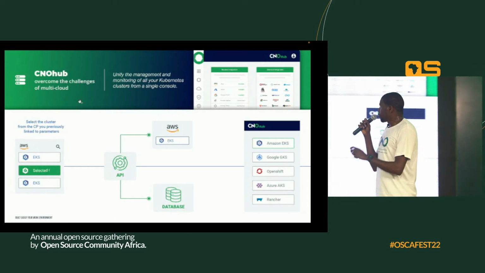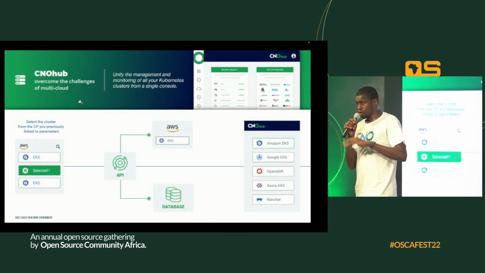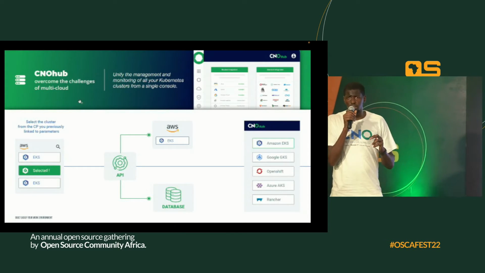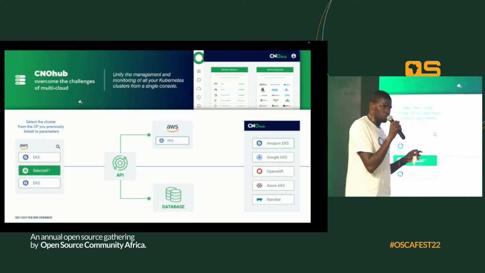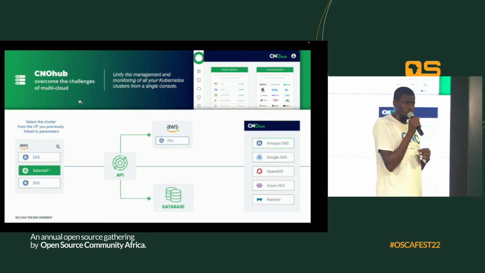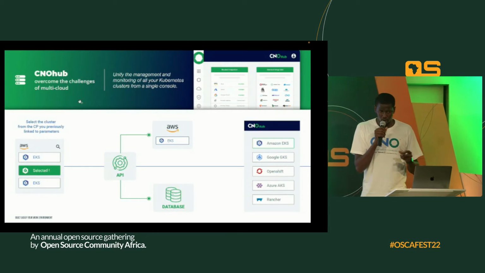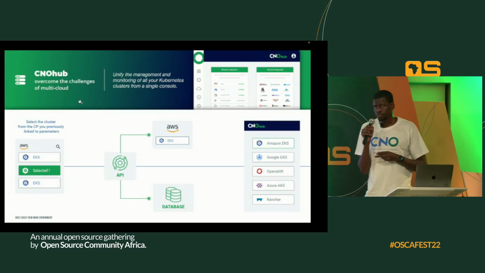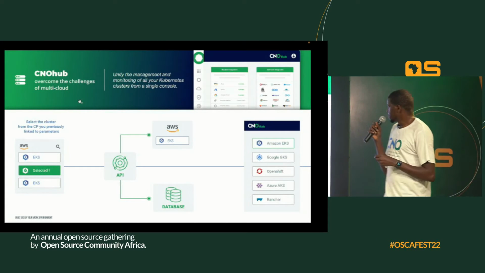Thank you. From CNO Hub, you can centralize the management of all your Kubernetes clusters from any cloud. It can be on AWS, on Azure, on GCP, on-prem, on your own data center. CNO Hub will help your DevOps or SRE team to centralize the management so they can focus on tasks that have more value for the company.